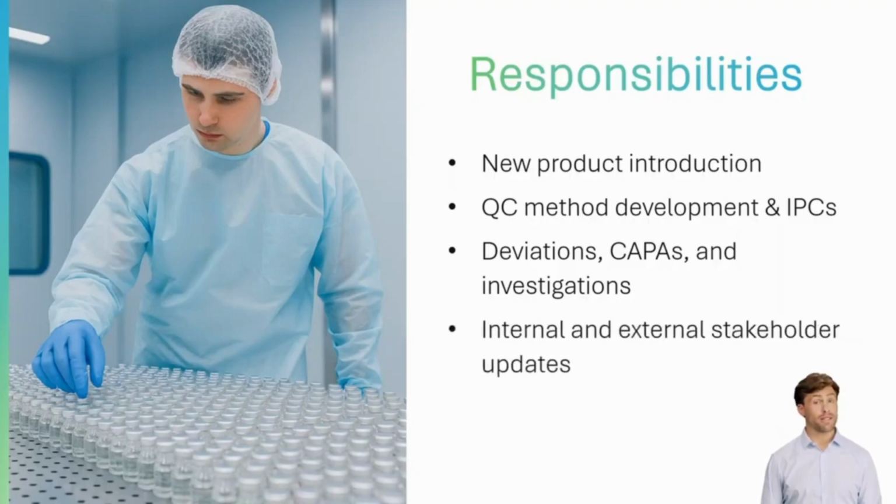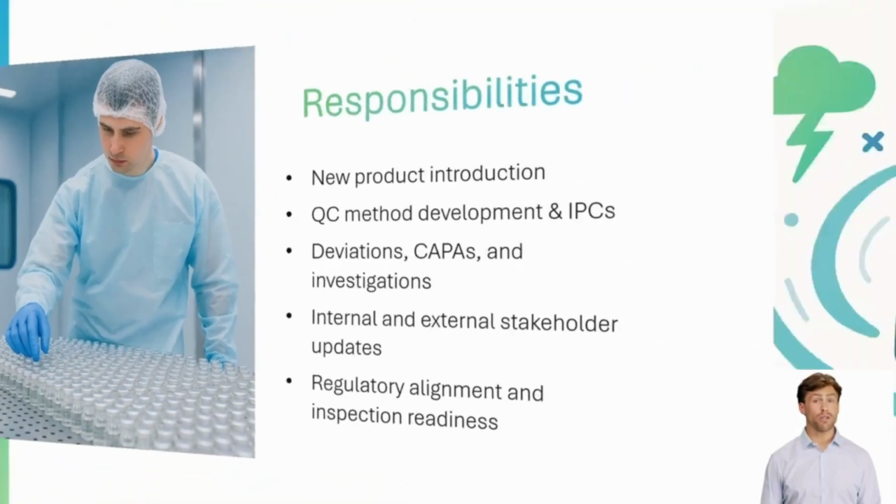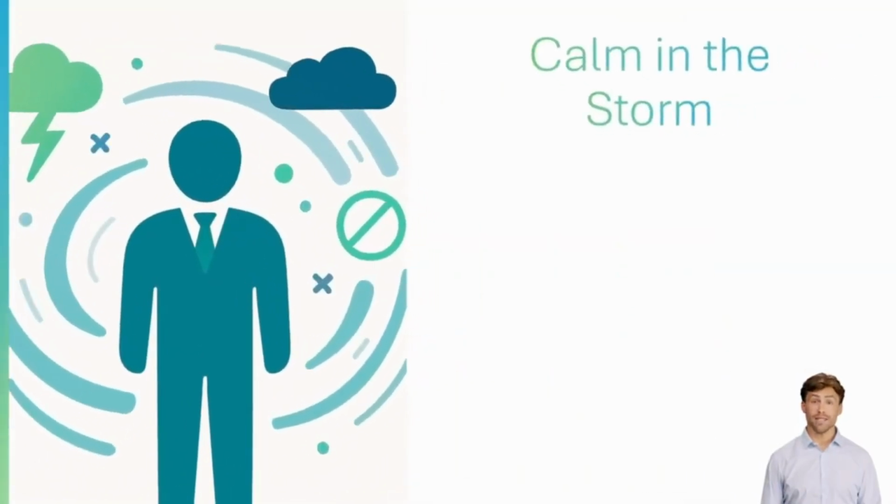Communication. You update other teams like pharmacy, quality, and senior leaders with the information they need. Regulatory readiness. You keep the site ready for inspections and ahead of changes in the rules. Things go wrong in pharmaceutical manufacturing. It's just reality. The difference is how you handle it.